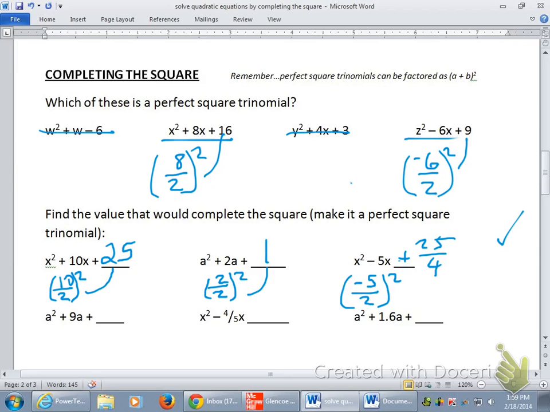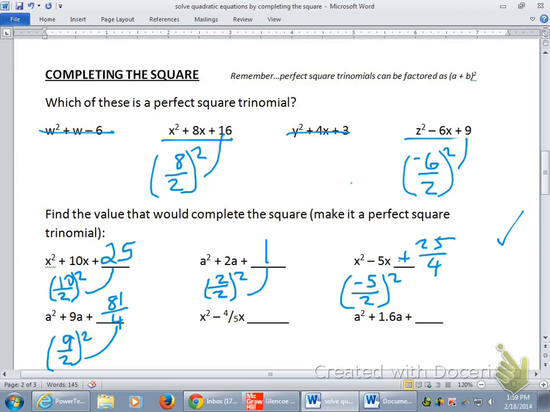Try another one. Try this guy down here. What has to go in this blank to force this to be a perfect square? It'd be 9 over 2. And then square that. 9 over 2. You know what? I'm not going to use the decimal. I'm just going to go 81 fourths. Or its decimal equivalent if you choose.